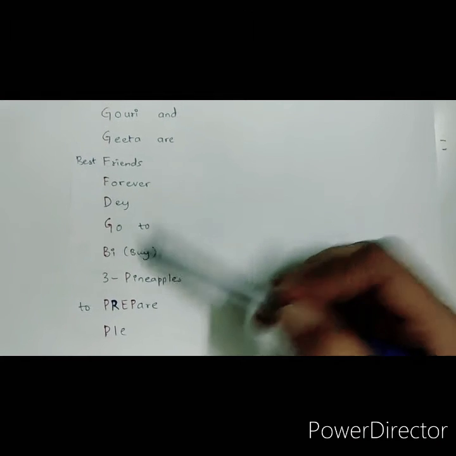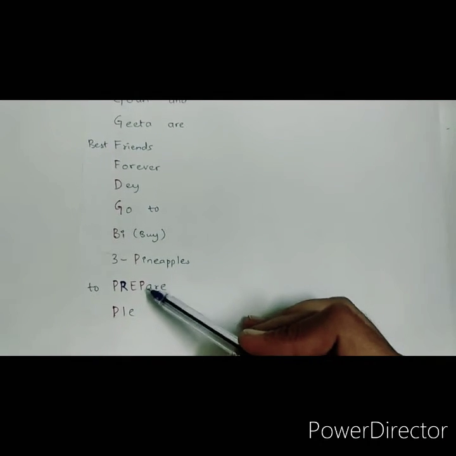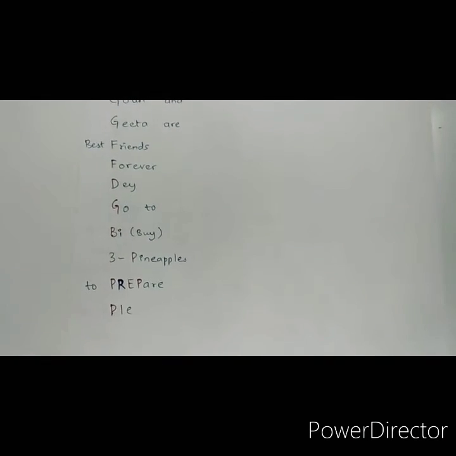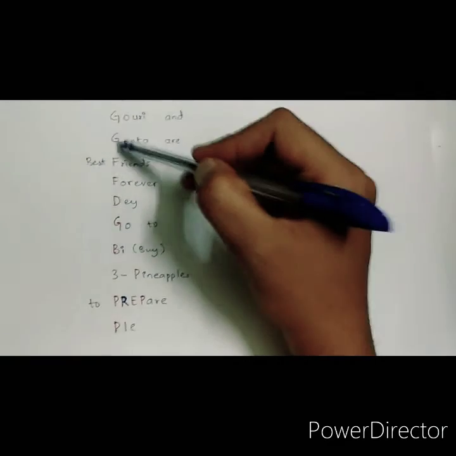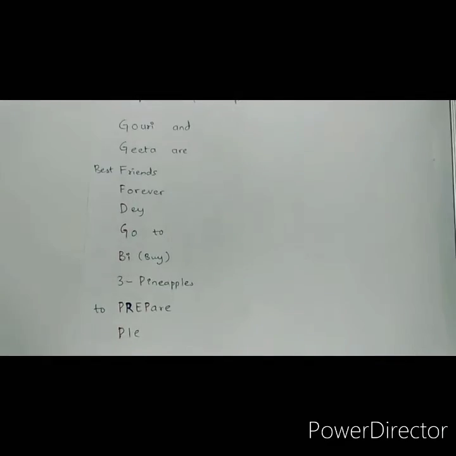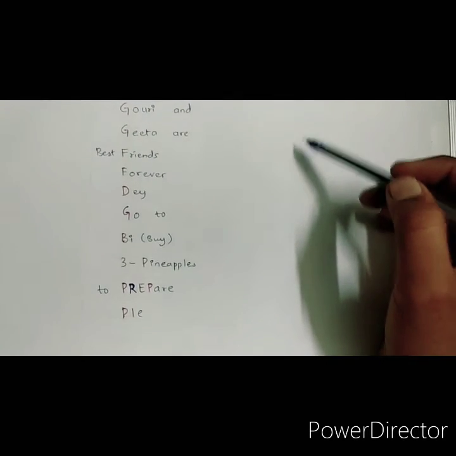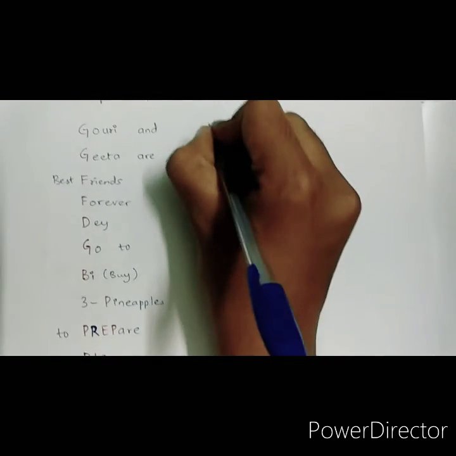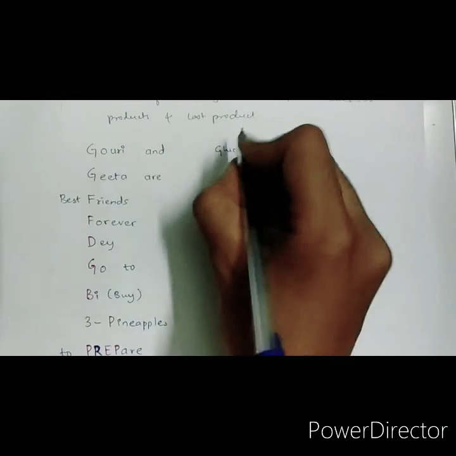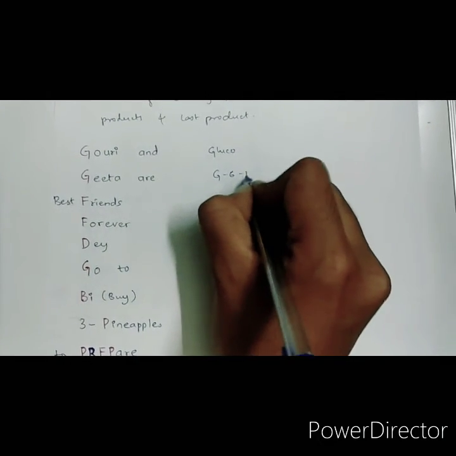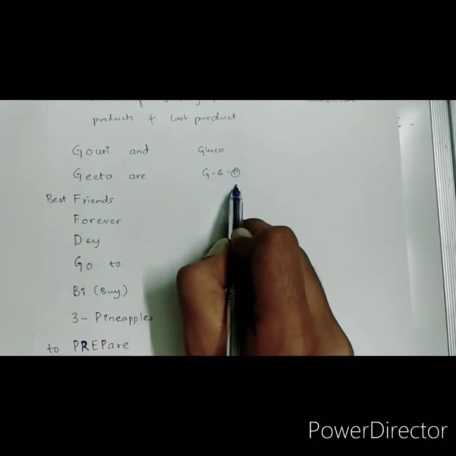They go to buy 3 pineapples to prepare pie. So how do these individual terminologies represent the starting material and the different products in each step? First G is for glucose. Obviously the starting material is glucose. The second G is glucose 6-phosphate. So I am writing it in short, glucose 6-phosphate.